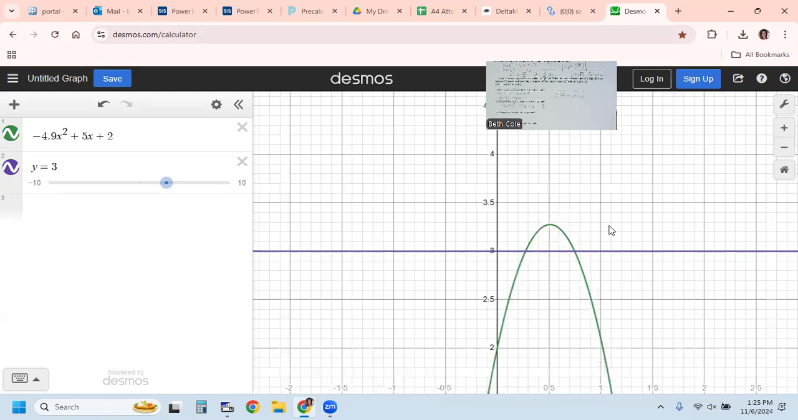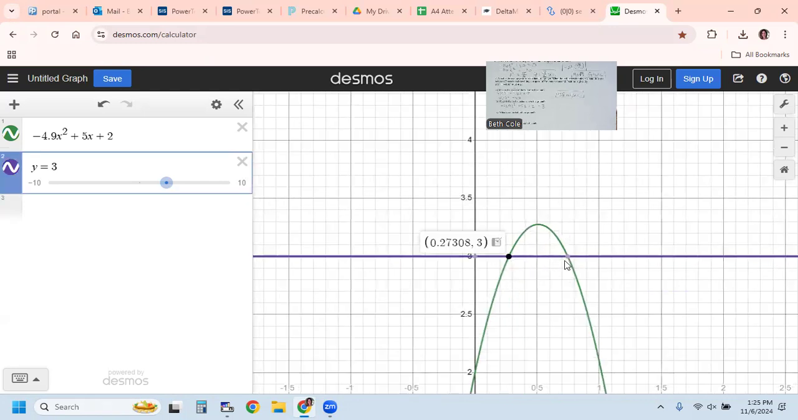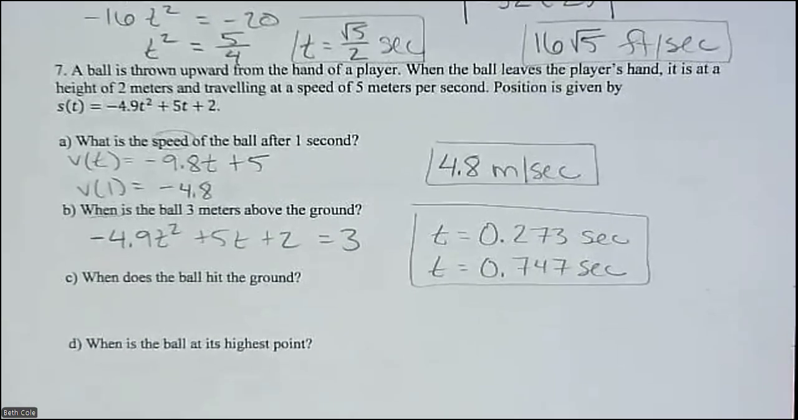How many answers does it look like we've got? 2. Why are there 2 answers for when the height of the ball is 3 meters off the ground? Goes up through 3 feet, comes back down. Good, we have common sense. How many decimal points do we need for our answers? 3. So you're going to write on your paper 0.273 seconds and 0.747 seconds. There are 2 answers. It goes up, goes through 3 feet, goes higher than that, and then hits 3 feet on the way back down.